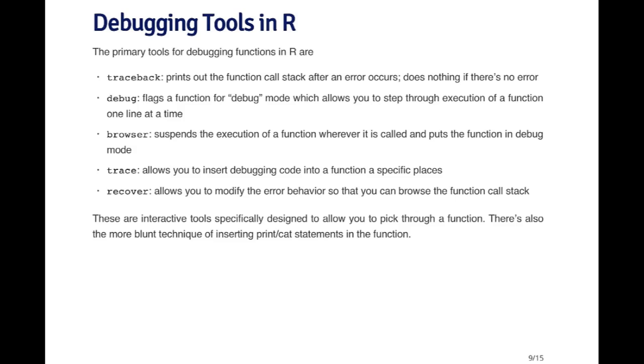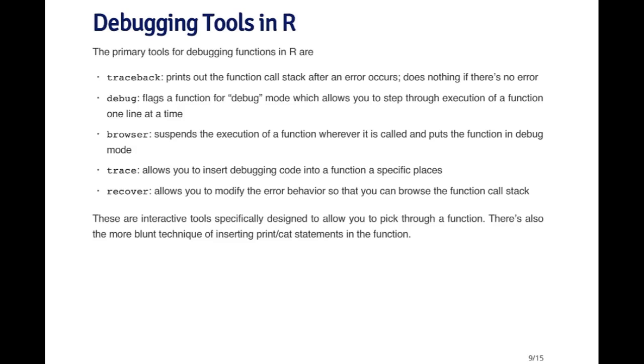The debug function will always start the browser right at the top of the function. But sometimes you want to run through the beginning and then stop it somewhere in the middle. So the browser function allows you to stick the browser call anywhere in your code, and it will run the function up until that point and then suspend it. So those two are obviously related.